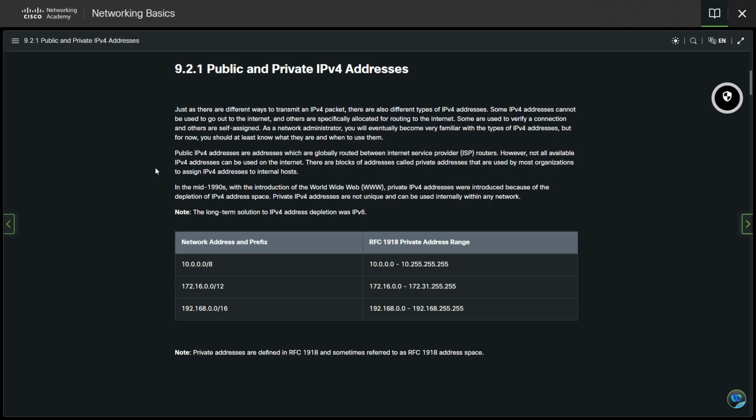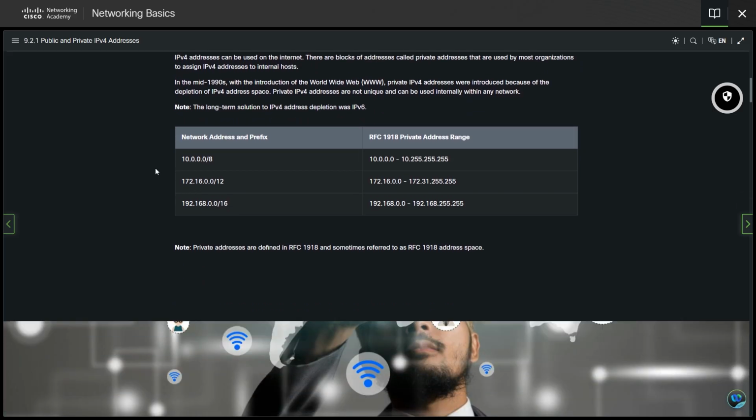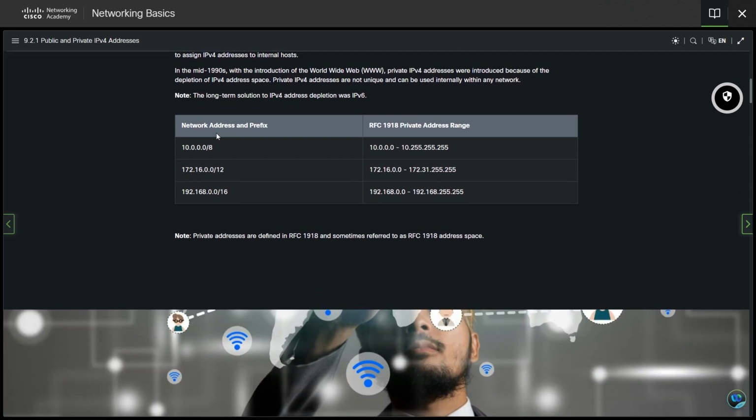In the mid-90s, with the introduction of the World Wide Web, private IPv4 addresses were introduced because of the depletion of IPv4 address space. Private IPv4 addresses are not unique and can be used internally within any network. Note: the long-term solution to IPv4 address depletion was IPv6. And we have a table with network address and prefix, Request for Comments RFC 1918, private address range.